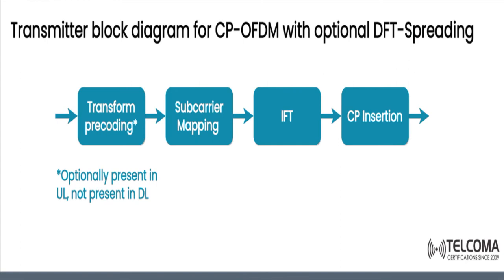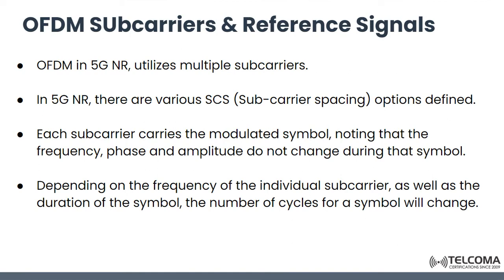We can see here the transmitter block diagram for this, where there is transform precoding, subcarrier mapping, inverse Fourier transform and cyclic prefix insertion. So OFDM in new radio utilizes multiple subcarriers. In 5G new radio various subcarrier spacings are defined. Each subcarrier carries a modulated symbol, noting that the frequency, phase and amplitude do not change during that symbol. Depending upon the frequency as well as the duration of the symbol, the number of cycles will change.